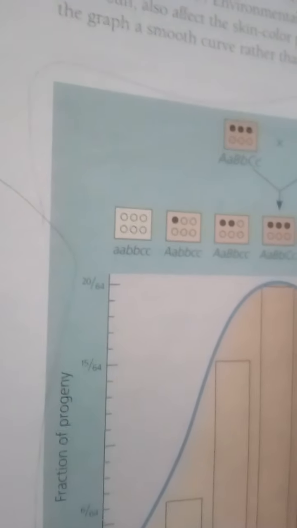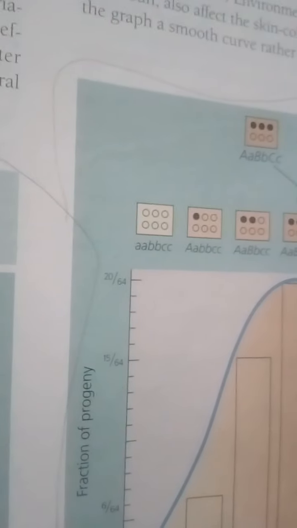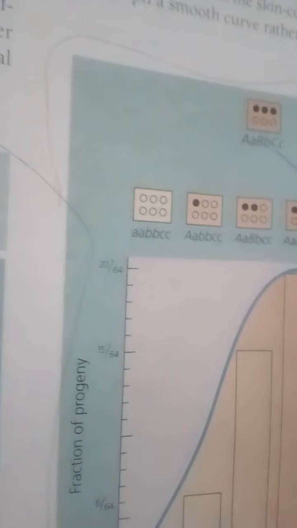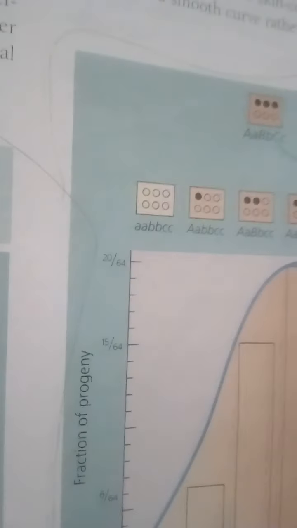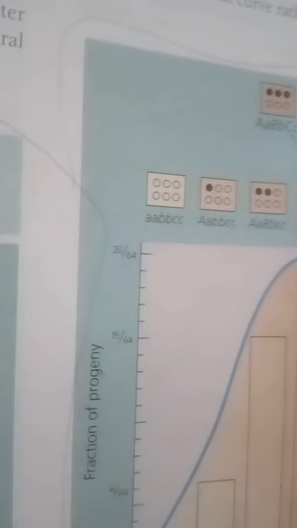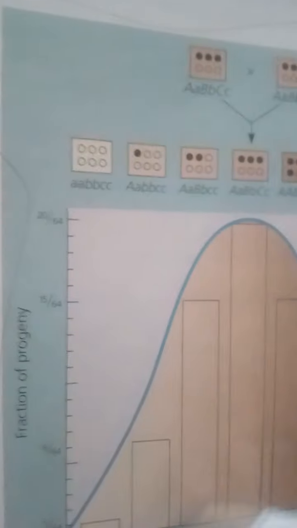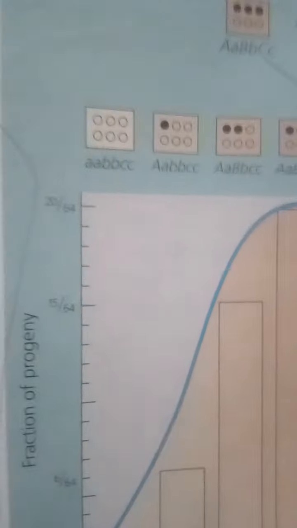The variations in genotype and skin color that can occur among offspring from a large number of hypothetical matings between these heterozygotes are shown above the graph. The x-axis represents the fraction of progeny with each skin color. The resulting histogram is smoothed into a bell-shaped curve by environmental factors that affect skin color.